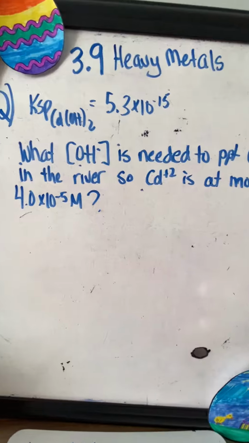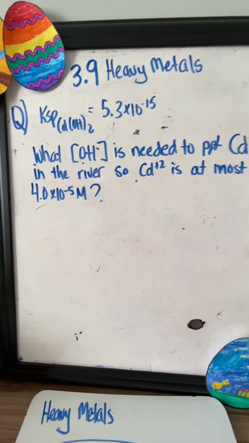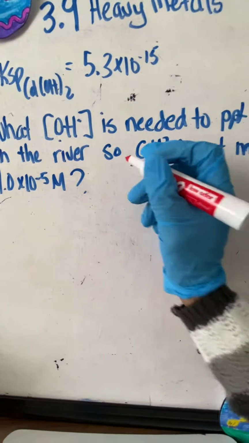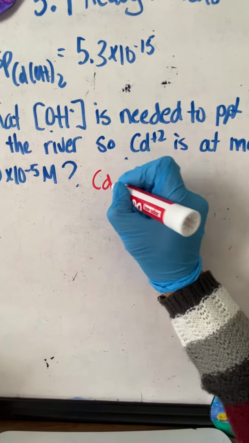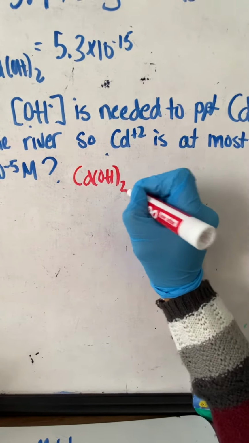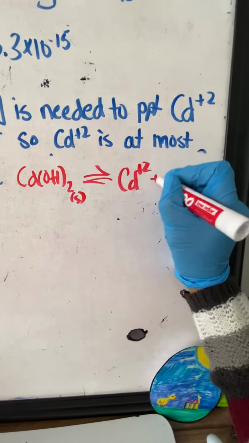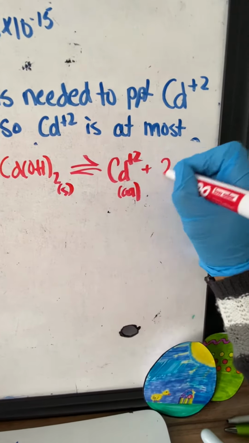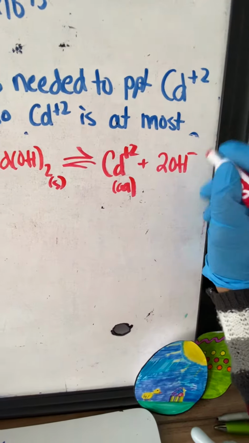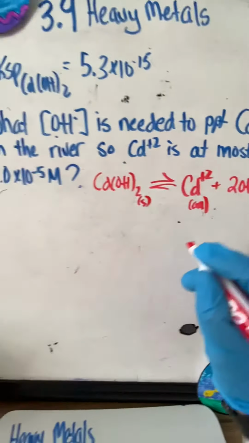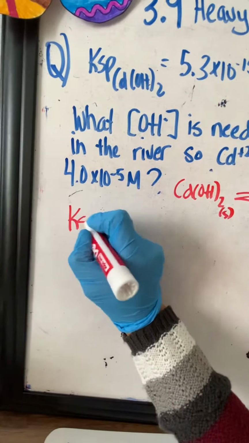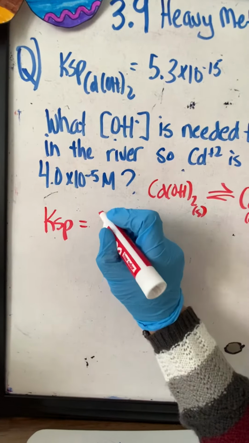So the first thing you want to do anytime you see a question like this, we know we're dealing with solubility products, so set up your equilibrium equation. So we have cadmium hydroxide. You always start with a solid, remember, breaking down to give us cadmium ions plus hydroxide. Okay, from there you can set up your KSP expression.